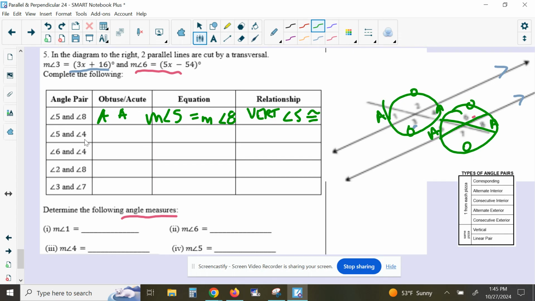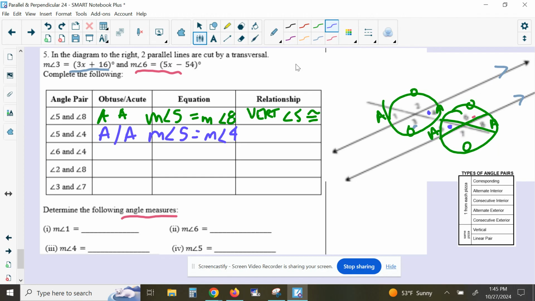Next one, we have 5 and 4. So 5 is here, and 4 is here. So it looks like those are both A's. So that means they're equal in measure. Because they're congruent, the measure of angle 5 equals the measure of angle 4.